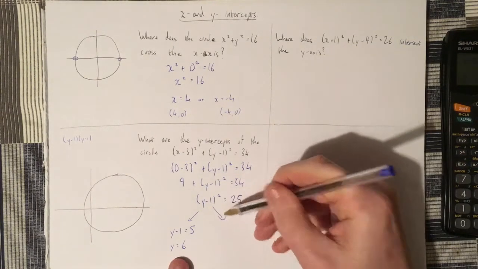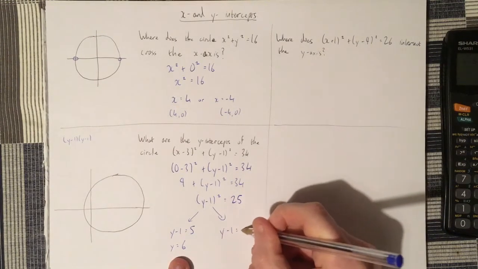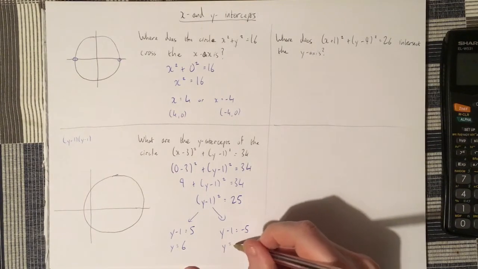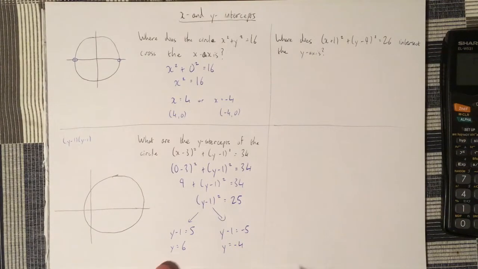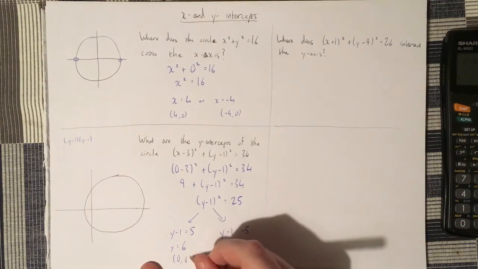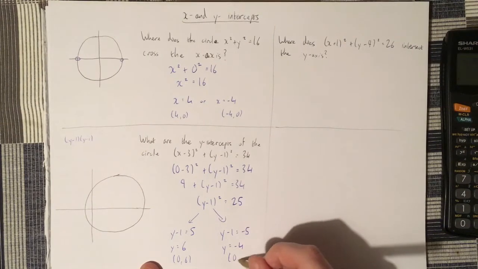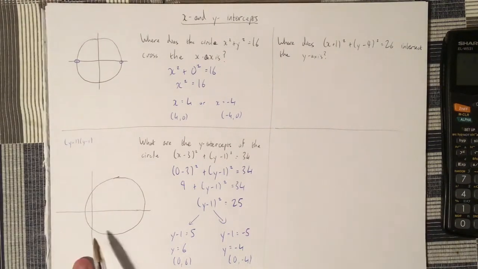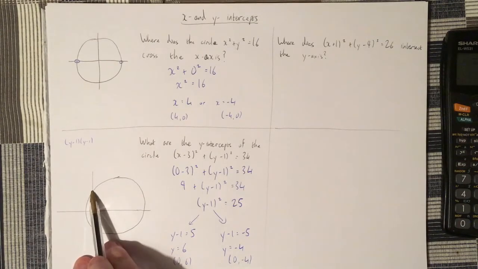So y minus 1 could also be equal to minus 5. Bring your minus 1 over, it becomes plus 1. Plus 1 minus 5 is minus 4. So y is equal to minus 4. So my points are 0, 6, and 0, minus 4. All right, so this must be 0, minus 4. This must be 0, 6.